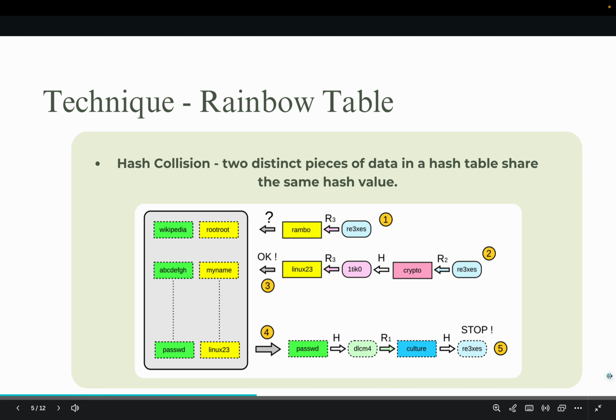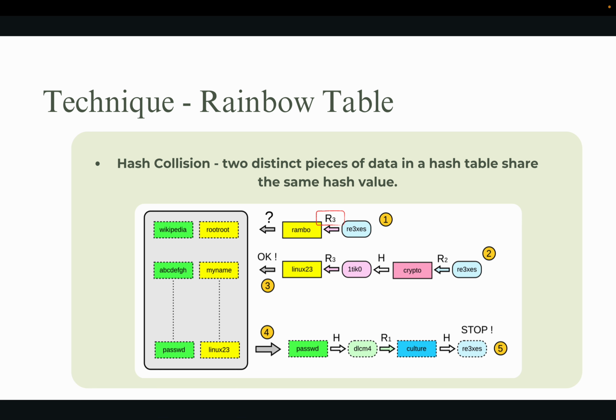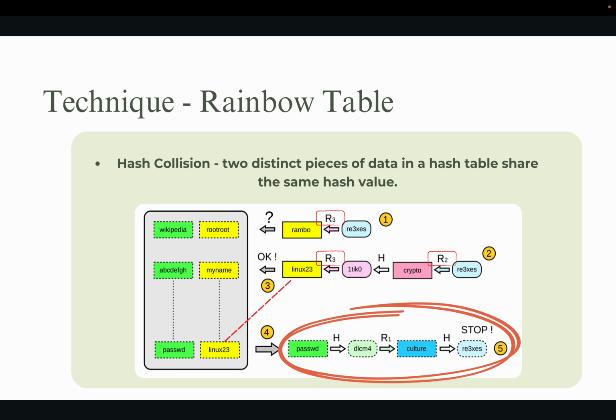For example, after applying reduction function R3 to the hash RE3XES, the password is not found in the table, so R2 is used instead. When applying R2 and R3 together, the password Linux23 appears in the rainbow table. Running the original password passwd with R1, R2, and R3 confirms that Linux23 is indeed recorded in the rainbow table, indicating attack success.